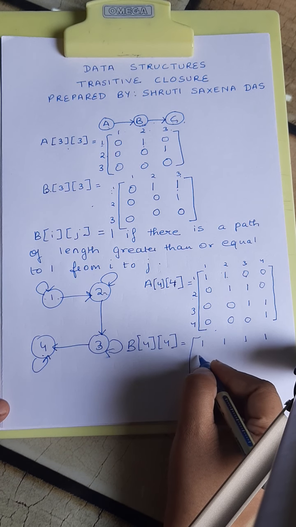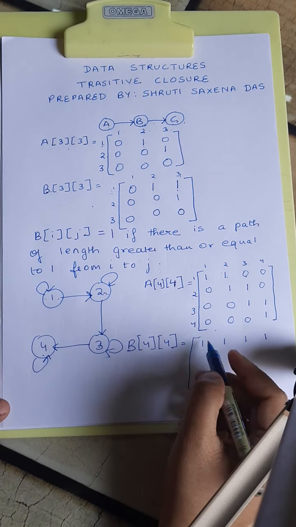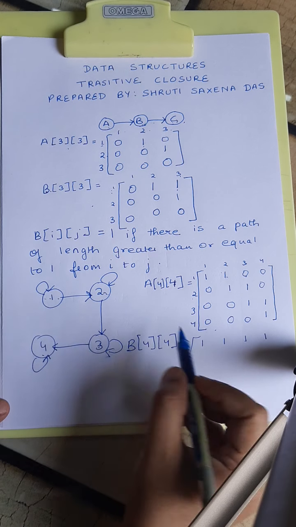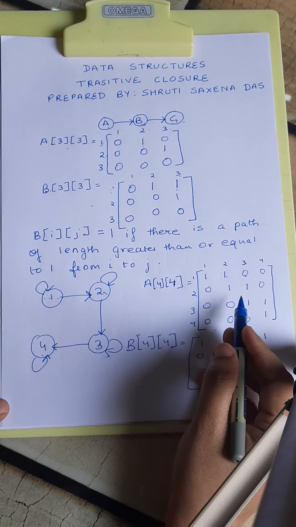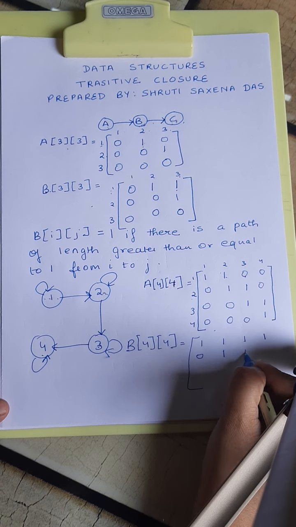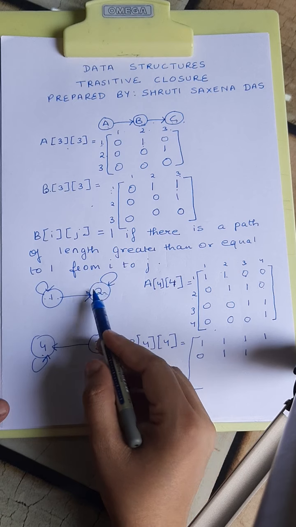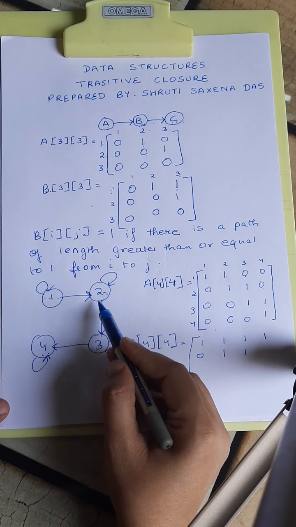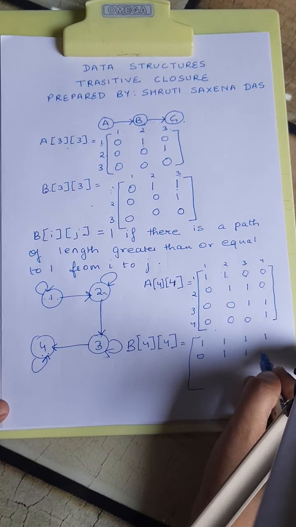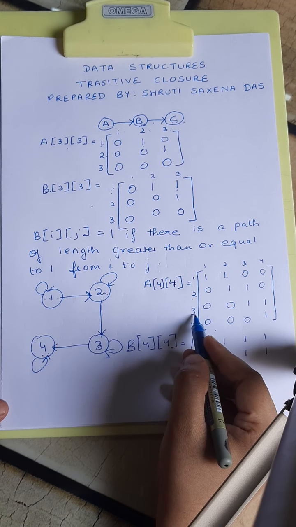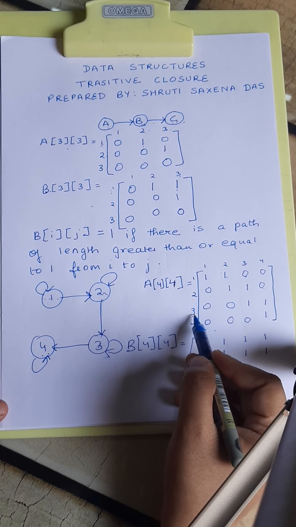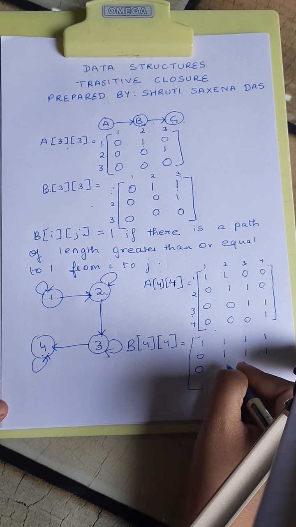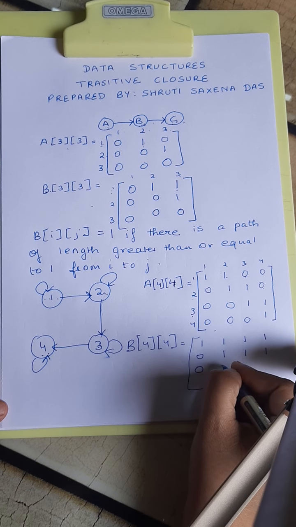Then 2 to 1, the opposite is not available, so we write it as 0 only. 2 to 2, it was 1, so no modification. 2 to 4, we have a path from 2 to 4 via 3, so we mark it as 1. Then from 3 to 1, there is no opposite edge, so this will remain 0. 3 to 2, there is no opposite edge.